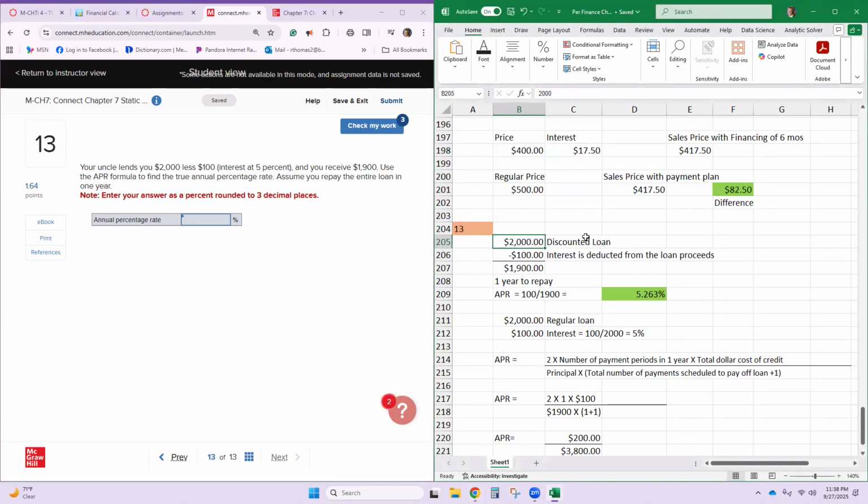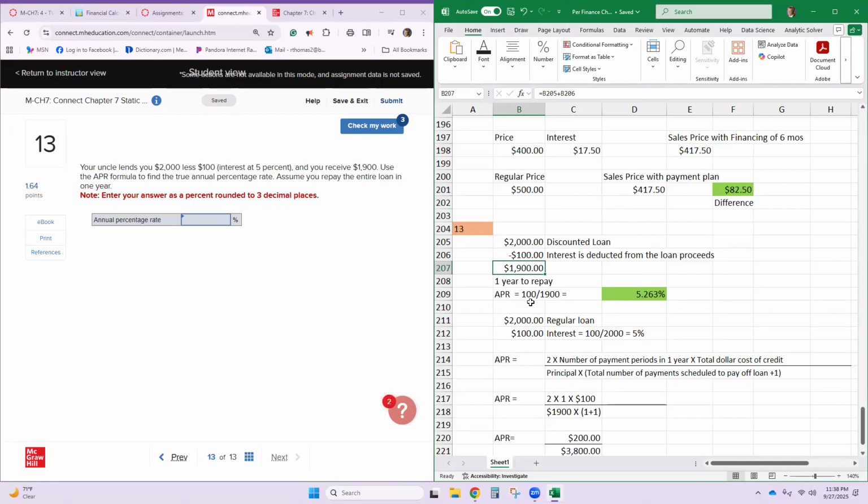This is called a discounted loan. The reason is because they deduct the interest from the loan proceeds. With any other kind of loan, you would get the full $2,000 to go and use as you had planned, right? But this kind of loan actually takes interest off the top, so interest is deducted from the loan proceeds. Now we're down to $1,900. You have 1 year to repay.